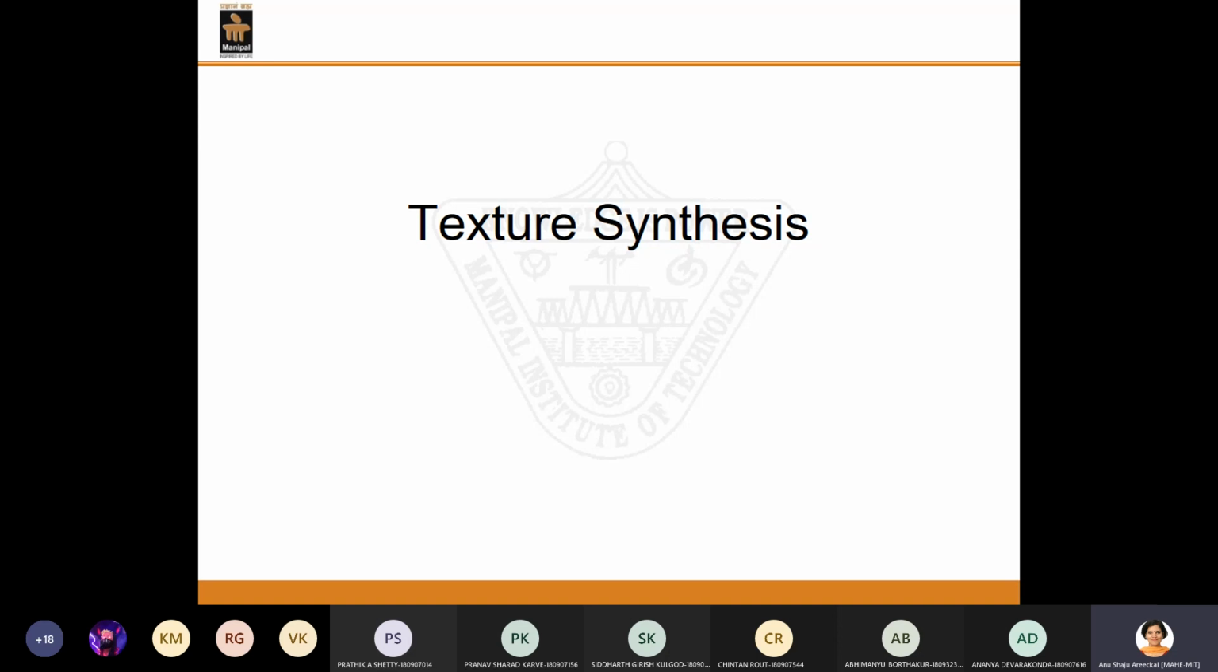It does not mean that you're trying to generate the same image, or copy pasting the same image. It should not look exactly the same, but it should be different. Both the input image and the synthesized image must have variabilities with respect to each other, but at the same time it should look as if it belongs to the same texture. So that is the main idea or goal behind texture synthesis methods.